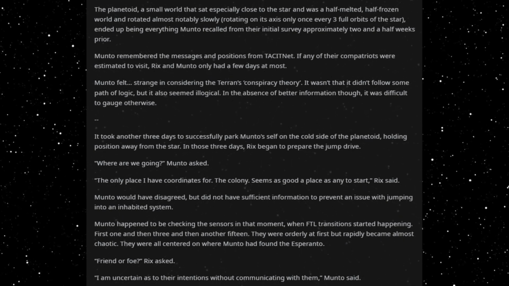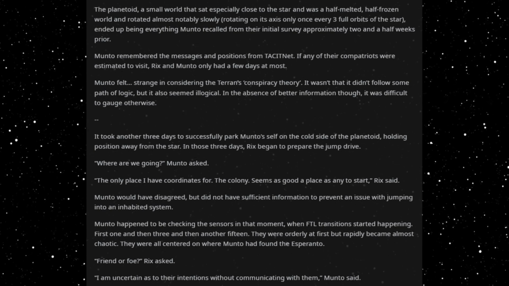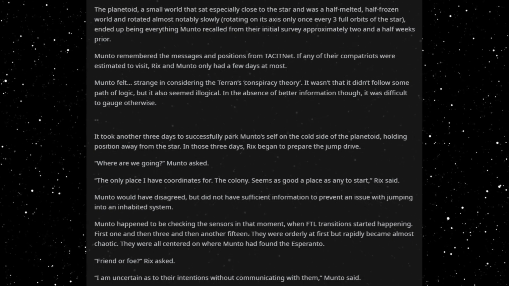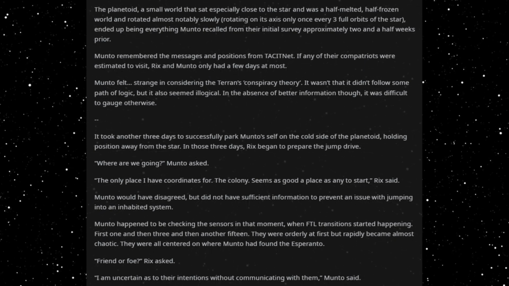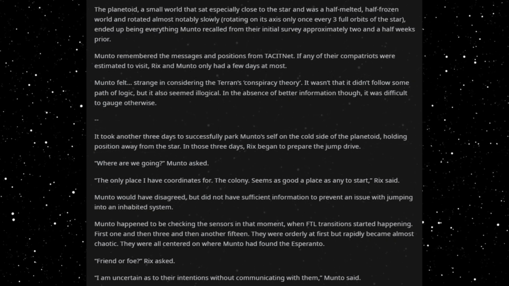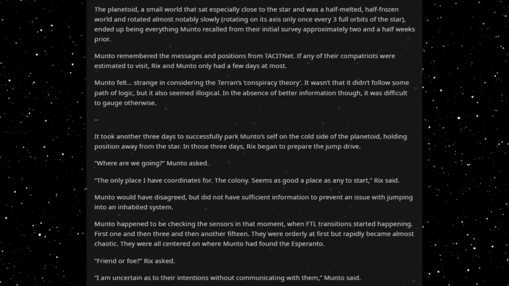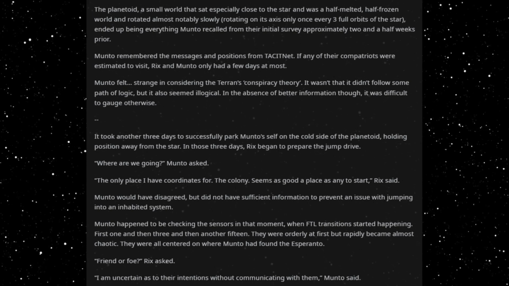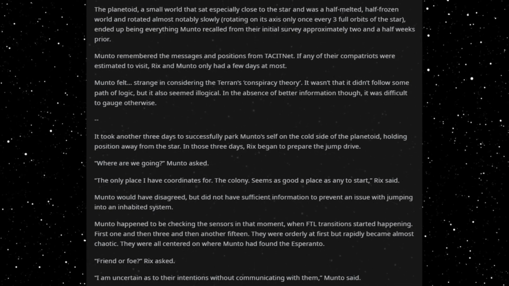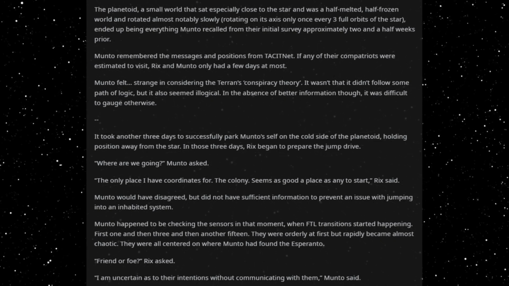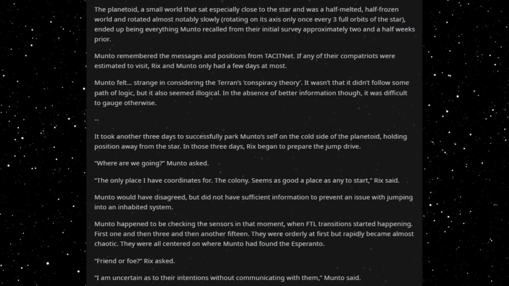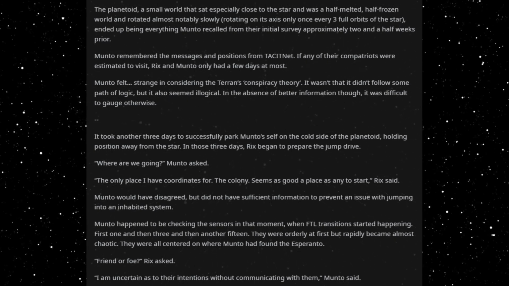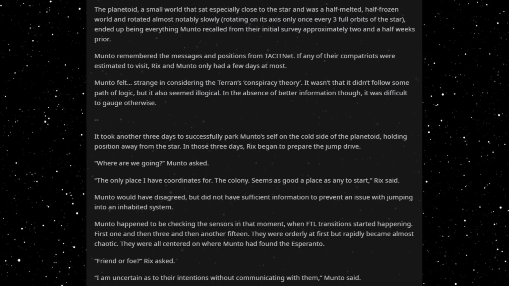Munto remembered the messages and positions from TacitNet. If any of their compatriots were estimated to visit, Rix and Munto only had a few days at most. Munto felt strange in considering the Terran's conspiracy theory. It wasn't that it didn't follow some path of logic, but it also seemed illogical. In the absence of better information, though, it was difficult to gauge otherwise.